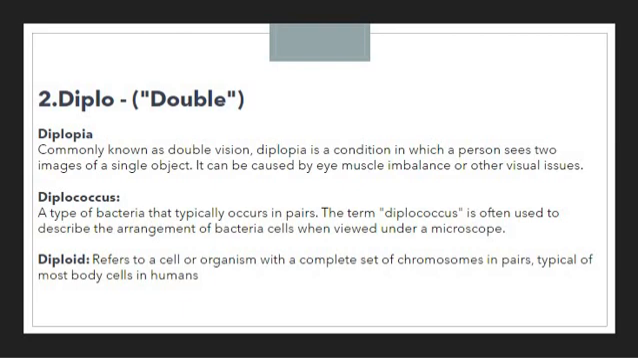Then we have diplococcus, a type of bacteria that typically occurs in pairs. The term diplococcus is often used to describe the arrangement of bacterial cells when viewed under a microscope.